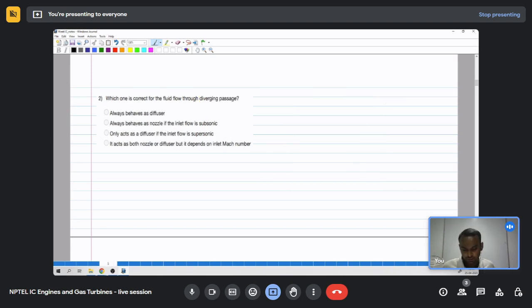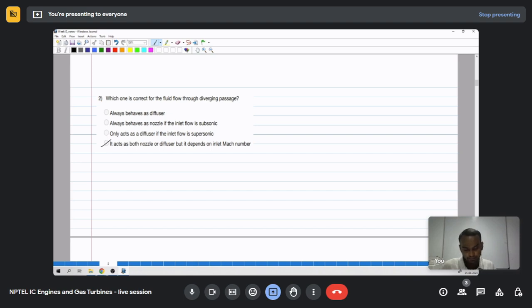Which one is correct for the fluid flow through a divergent passage? Always behaves as a diffuser; always behaves as a nozzle if the inlet flow is subsonic; only acts as a diffuser if the inlet flow is supersonic; it acts as both nozzle or diffuser, but it depends upon inlet Mach number. Can you tell what is the correct answer? Sir, D. It acts as nozzle as well as diffuser. So it depends on the inlet Mach number.